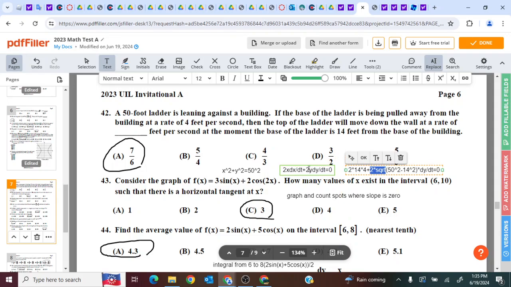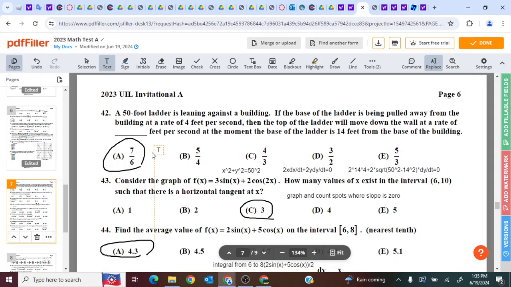So you have 2 times your y value. Well, your y value, use the Pythagorean theorem, 50 squared minus 14 squared. Find out your height, and then you have to multiply it by your unknown change in y per time, or per second. And if you do that, you will get a value of 7 over 6 for dy over dt.